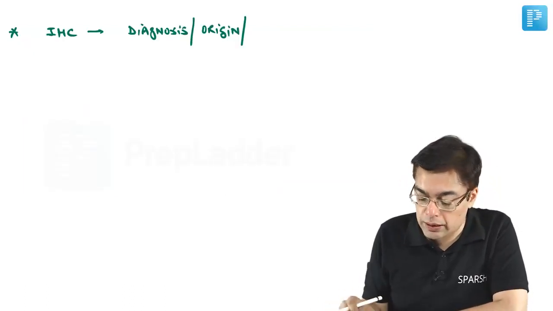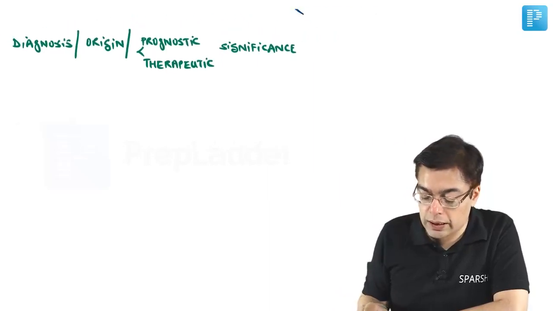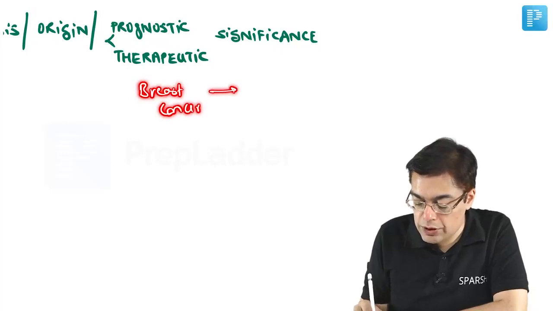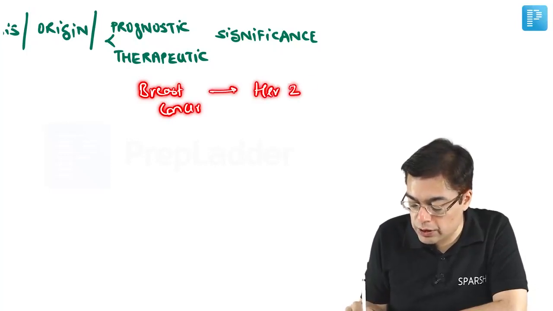Similarly, when we are talking about something like the presence of the prognostic and therapeutic significance, best highlighted in case of breast cancer, especially when we are talking about the breast cancer which is going to be having an association with HER2/neu.